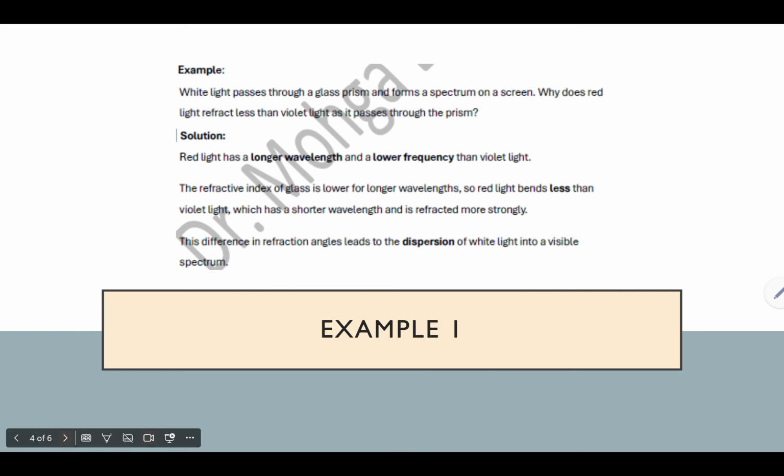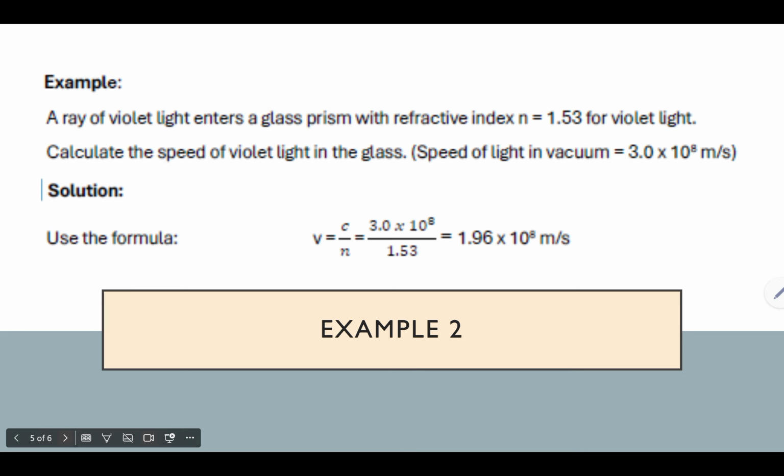Here's an example. White light passes through a glass prism and forms a spectrum on a screen. Why does red light refract less than violet light as it passes through the prism? We're going to say that red has a longer wavelength, lower frequency, so lower refraction. The refractive index of glass is lower for longer wavelengths, so red light bends less than violet light, which has a shorter wavelength and is refracted more strongly. The difference in refraction angles leads to dispersion of white light into the visible spectrum.